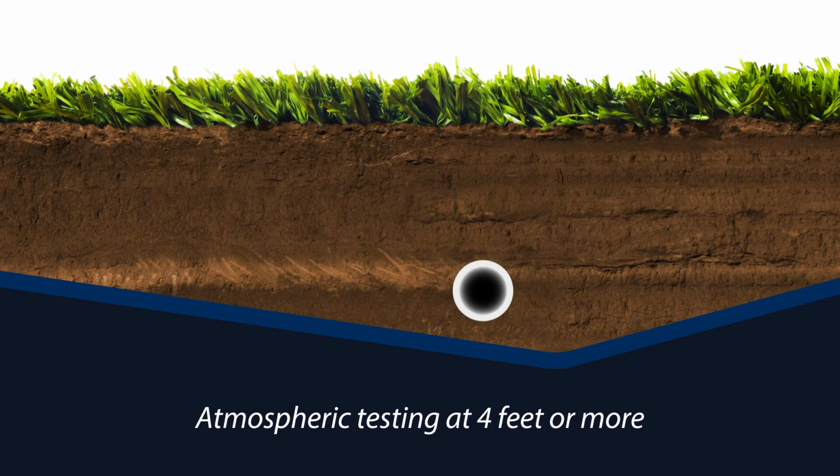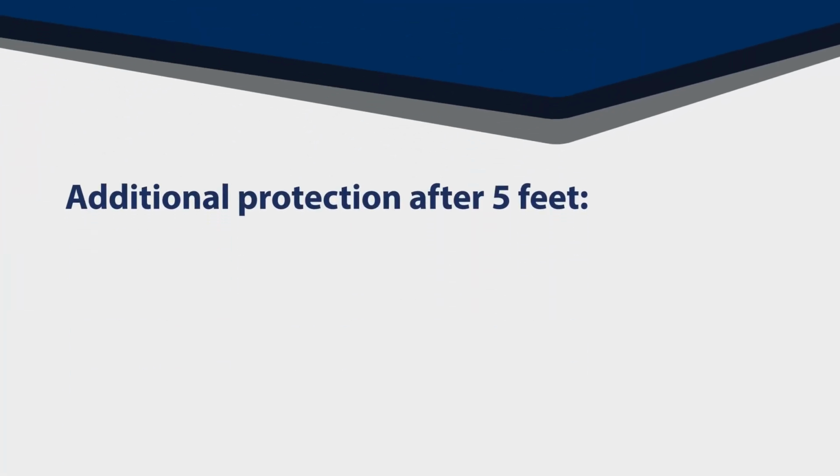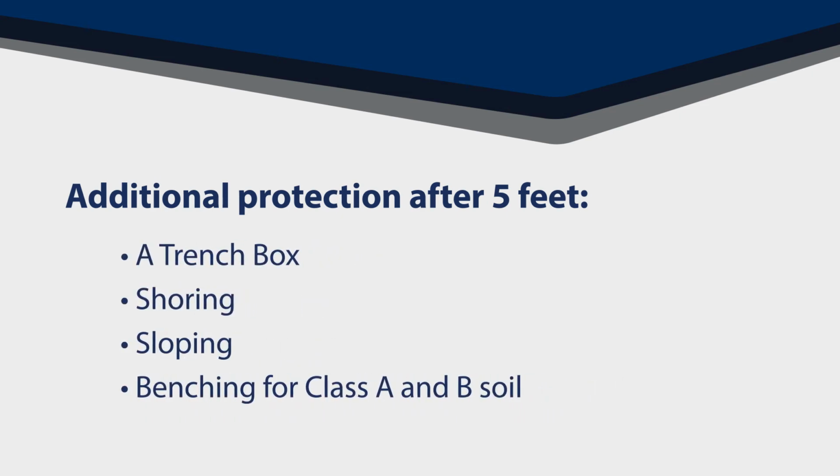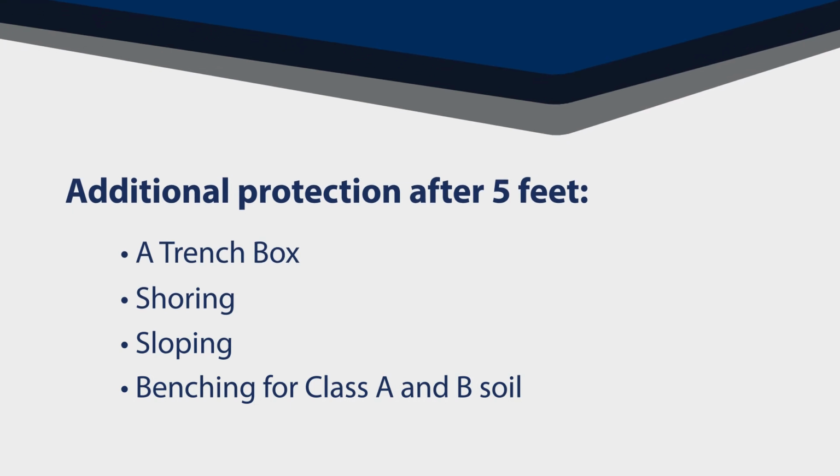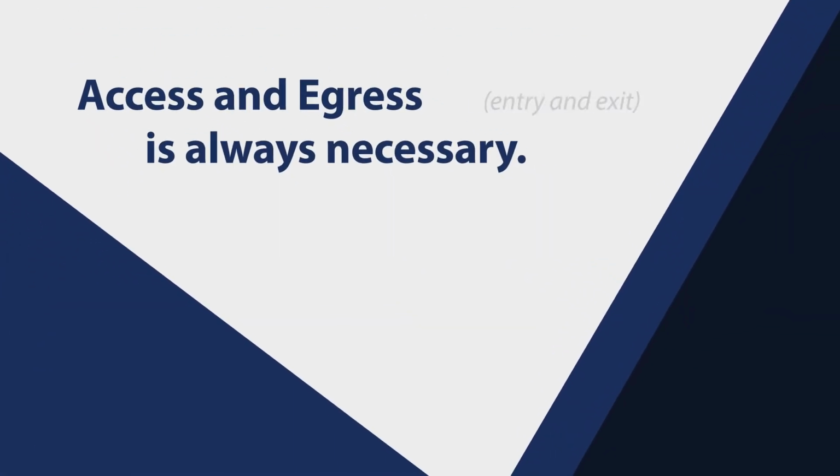Next, perform atmospheric testing if excavation reaches or exceeds a depth of 4 feet. And if an excavation will meet or exceed a depth of 5 feet, extra protection is needed, including a trench box, shoring, sloping, and benching for Class A and B soil. You must also provide access and egress, or entry and exit, for all excavations.